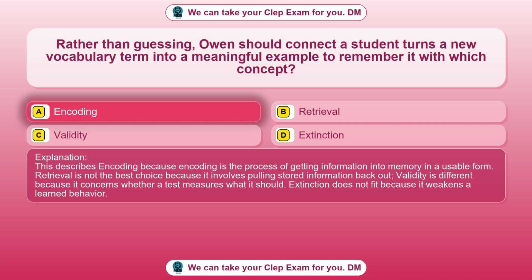This describes encoding because encoding is the process of getting information into memory in a usable form. Retrieval is not the best choice because it involves pulling stored information back out. Validity is different because it concerns whether a test measures what it should. Extinction does not fit because it weakens a learned behavior.